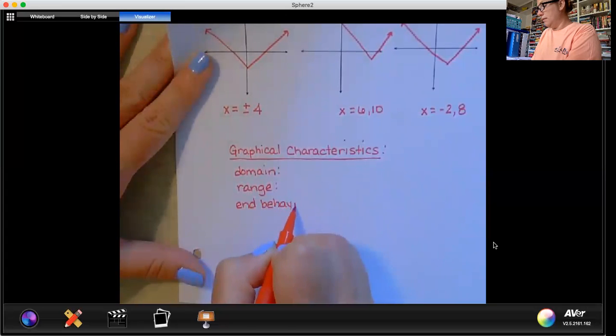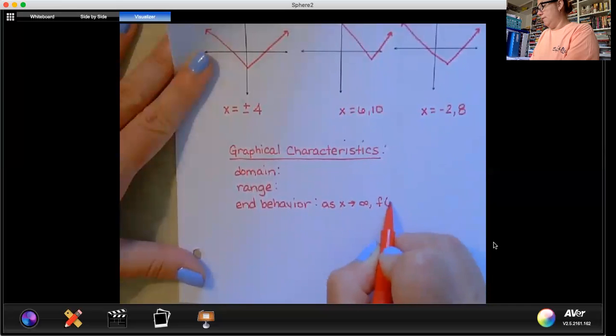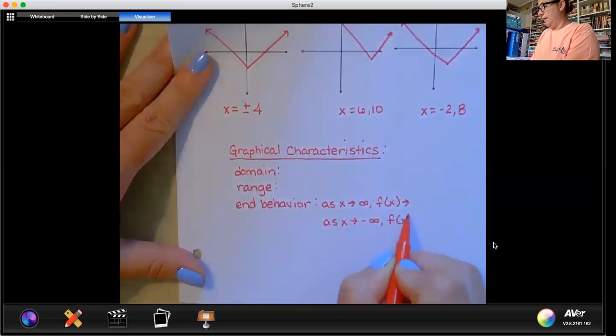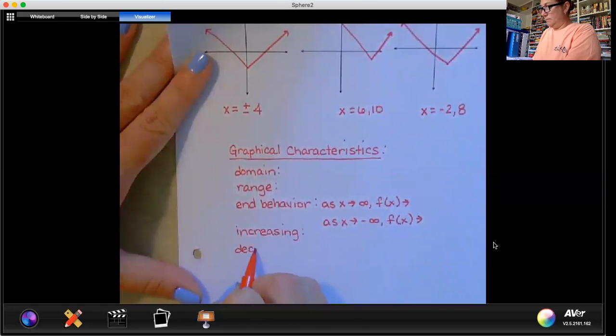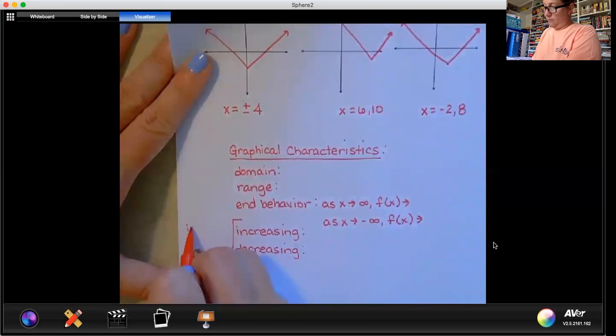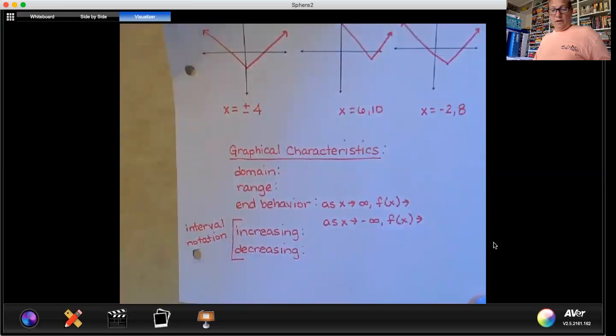Where is it going? This one is going to start as x approaches infinity, f of x approaches; as x approaches negative infinity, f of x approaches. And you'll fill in these two pieces here. And then using interval notation, where is your graph increasing and where is your graph decreasing? And as I said, these will be in interval notation using your parentheses and your brackets. So make sure you make a note of those. We will be looking at those characteristics here in just a couple of minutes.